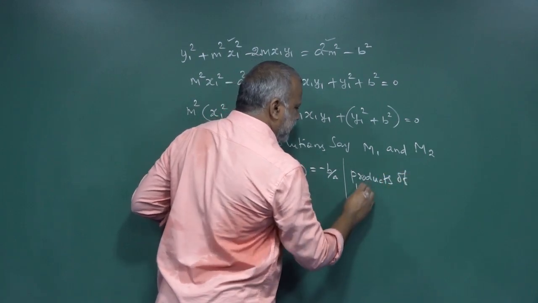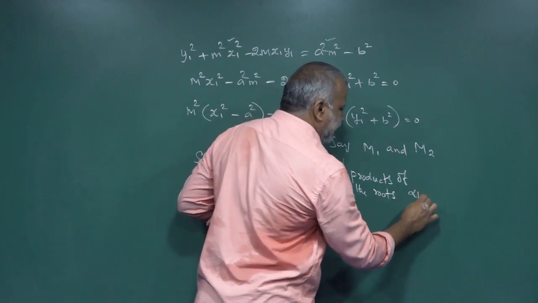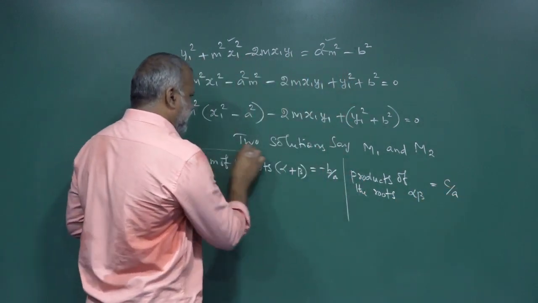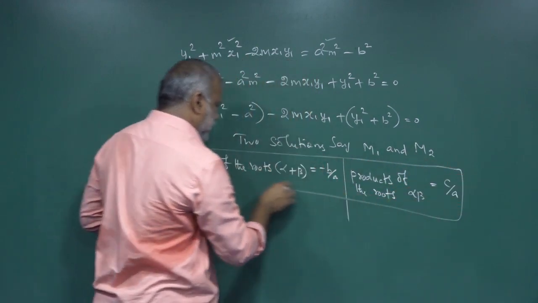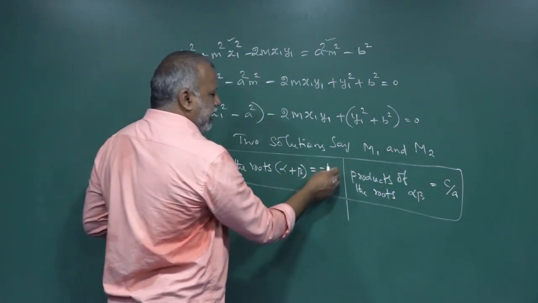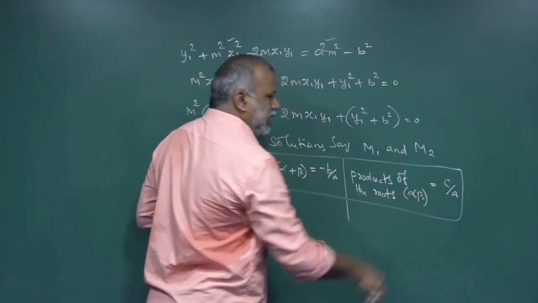Product of the roots, alpha beta, is equal to c by a. All this information is well known from your lower classes. Sum of the roots, alpha plus beta, equals minus b by a. Product of the roots, alpha beta, equals c by a.